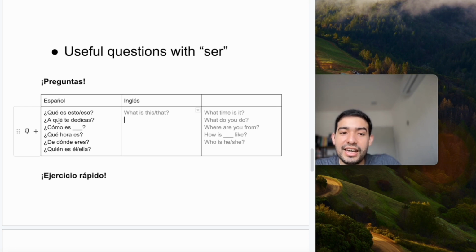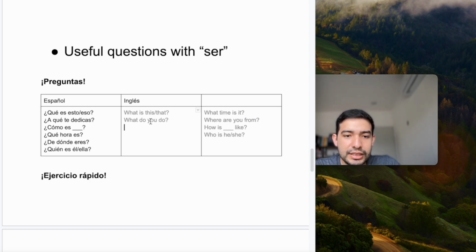¿A qué te dedicas? This is a phrase. I don't want you to get stressed over what every single word means. It kind of means, to what do you dedicate yourself? Which is weird, right? Just remember this phrase, ¿a qué te dedicas? Means, what do you do? What's your job, right? Or what's your occupation? So, ¿a qué te dedicas? What do you do?